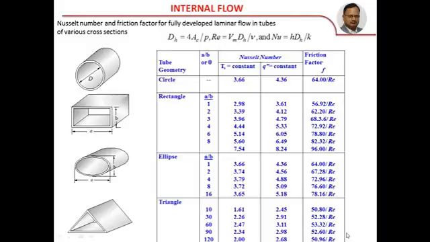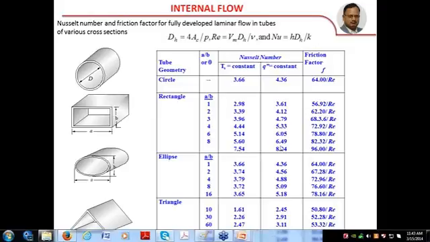This value 3.66 and 4.36 are only for a circular geometry like a pipe. If it is of other cross sections like rectangle, ellipse or triangle, what is the value of Nusselt number? You can see here. And Reynolds number is calculated using average velocity into hydraulic mean diameter by mu. And hydraulic mean diameter means 4 times cross sectional area by perimeter.